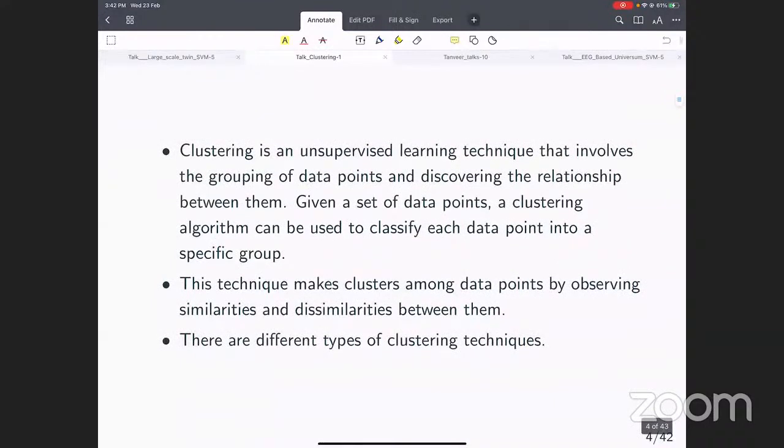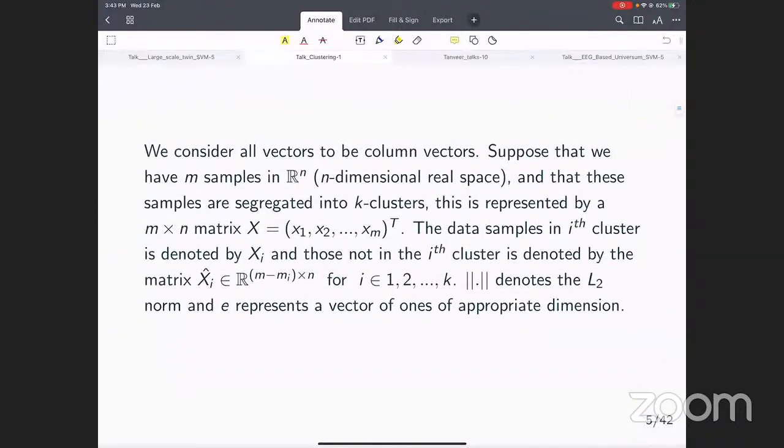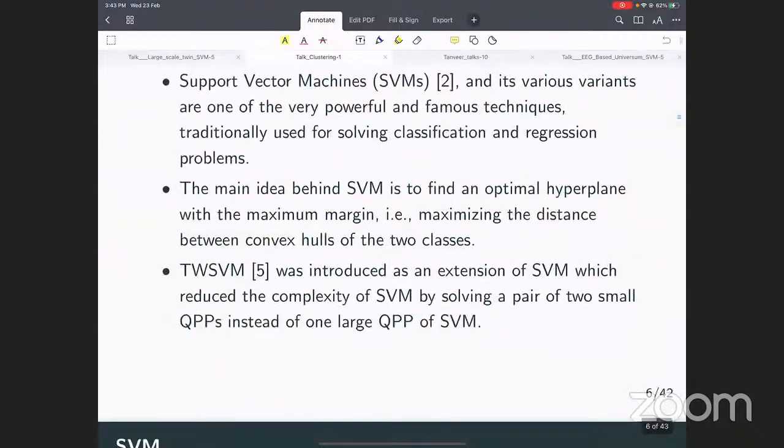So clustering is an unsupervised learning technique that involves the grouping of data points and discovering the relationship between them. Given a set of data points, a clustering algorithm can be used to classify each data point into a specific group. This technique makes clusters among data points by observing similarities and dissimilarities between them. There are different kinds of clustering algorithms. Now I think these things are simple.